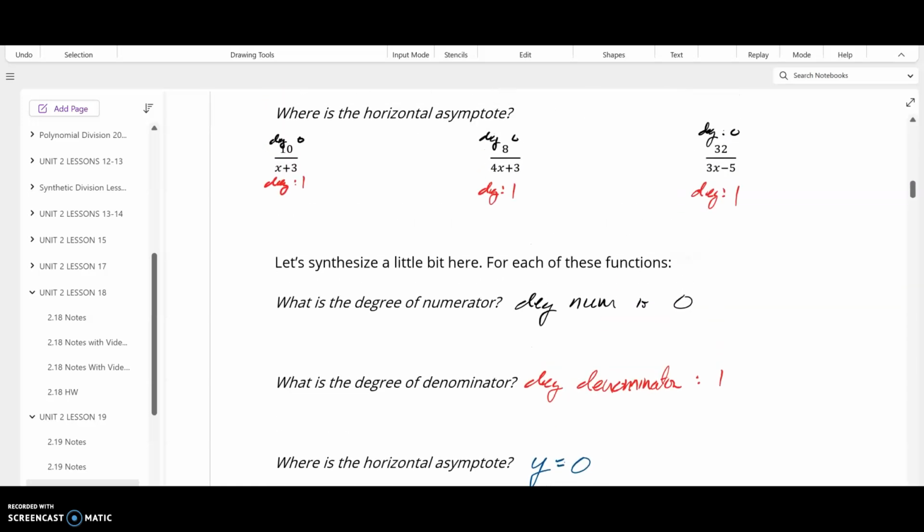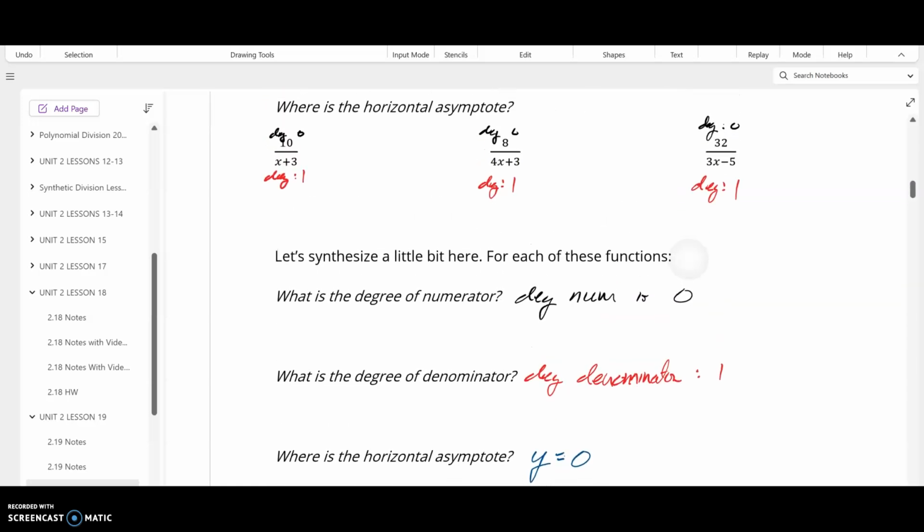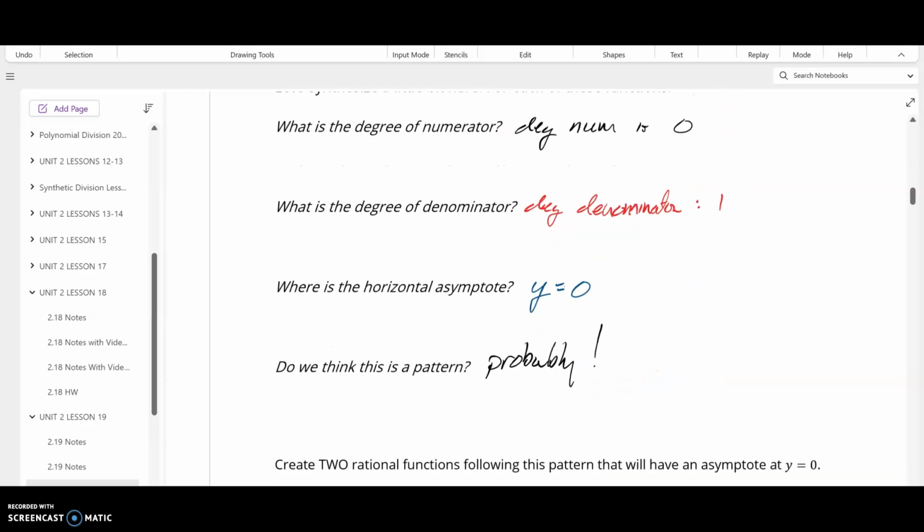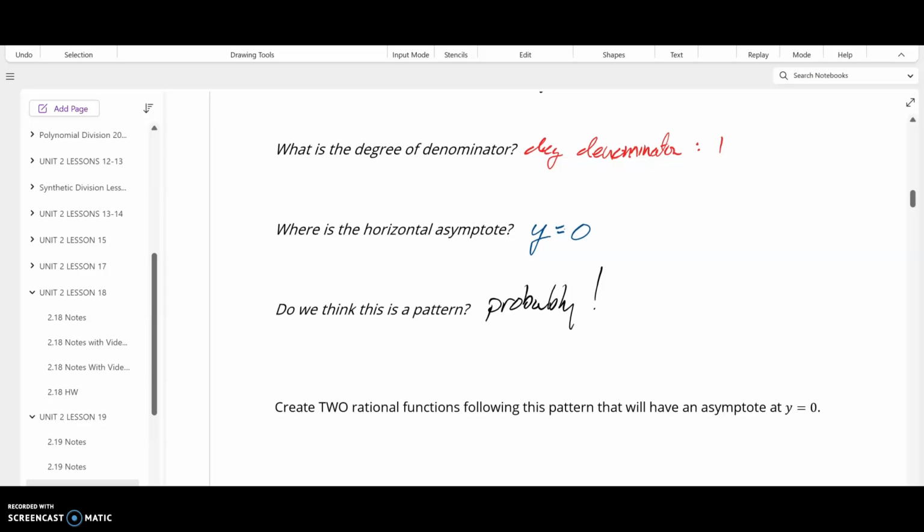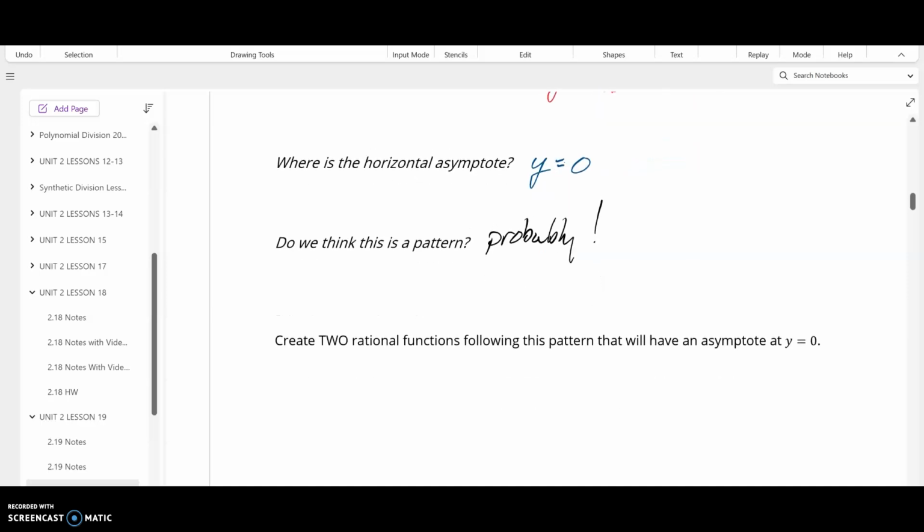So if we're going to follow this pattern, the degree of my numerator should be 0, and the degree of my denominator should be a 1. So if I come down here and I'm going to follow this pattern, one function could be, I don't know, pick a 0 degree, we'll put a 7, divided by a first degree polynomial. How about 3x plus 2? The degree of my numerator is 0, degree of my denominator is 1. This should have a non-vertical asymptote at y equals 0.